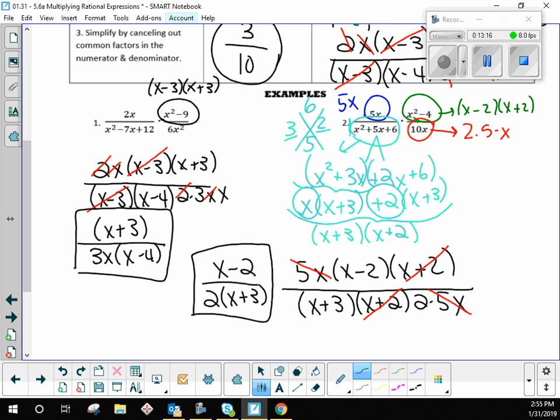Your goal for the rest of class, and you may have your music while you work, is to get through 3 and 4 at least. We'll do 5 and 6 as warm-ups tomorrow. Okay, so your goal is 3 and 4.